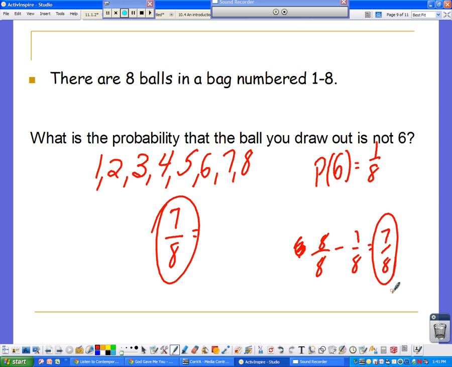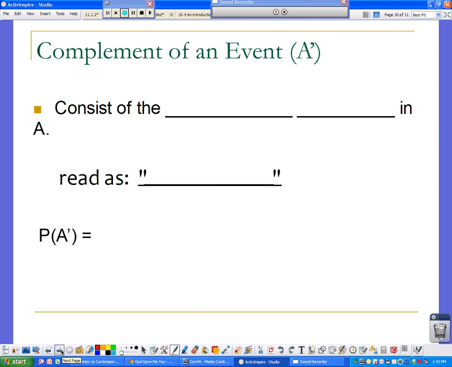Okay, this is called the complement of an event. And the way that you're going to see it written is with a little apostrophe. So the complement of an event has that little apostrophe. And basically, what the complement is, it includes all of the events that are not included in A.